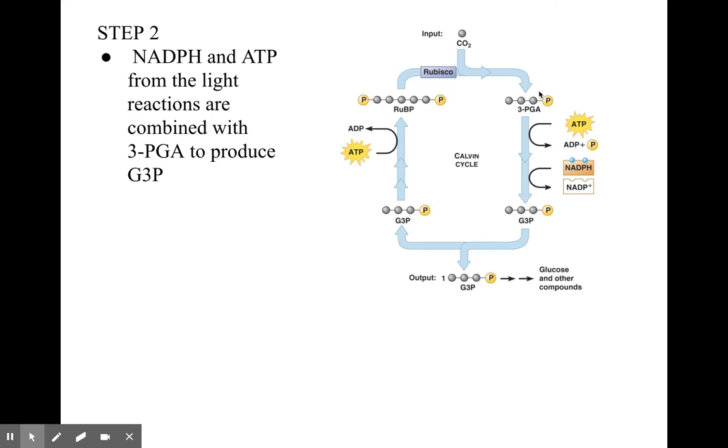The next step is that 3-PGA is going to use those products from the light reactions. It's going to use an ATP and the energy to do this. And then it's going to take the 2 electrons from NADPH and the hydrogen ion from it. And 3-PGA will now be G3P. NADP plus is left over and it's going to go back to the light reactions. And the ADP plus phosphate is also going to go right back over to the light reactions to continue the cycle. So now we've made this thing called G3P.